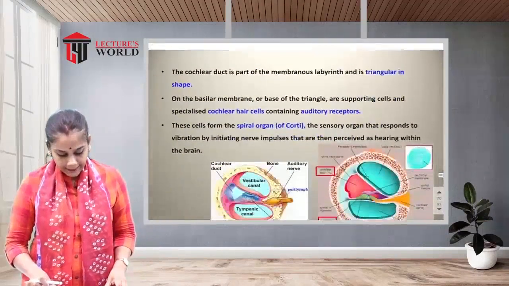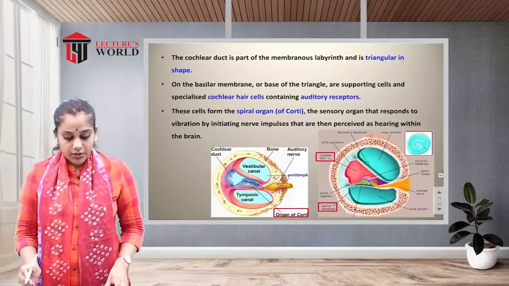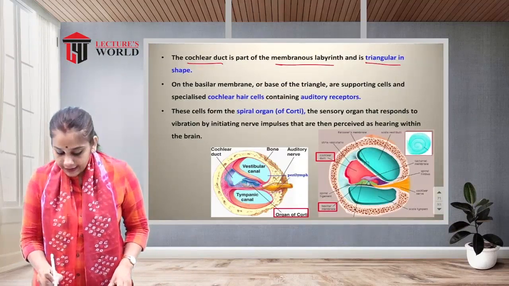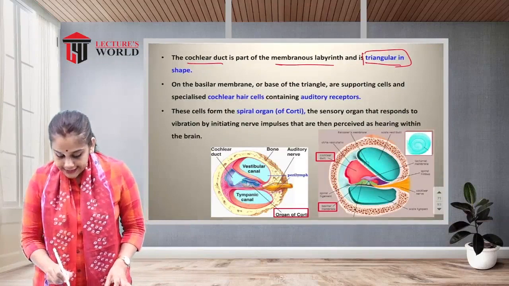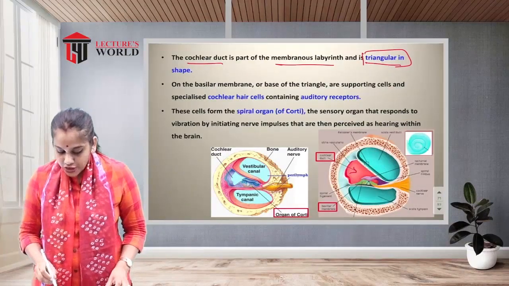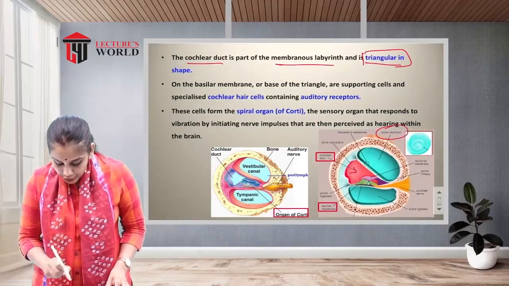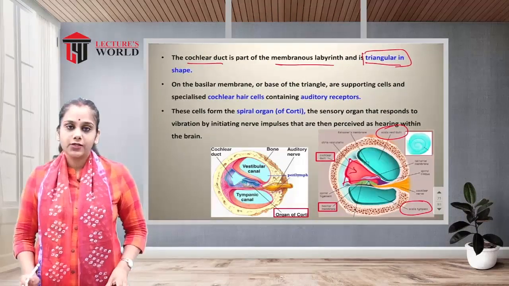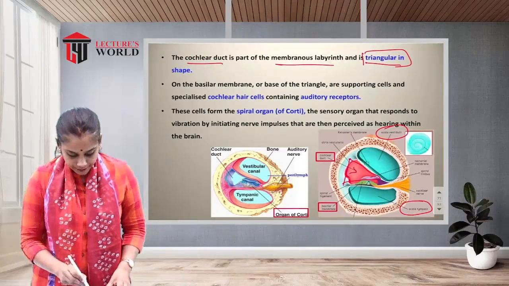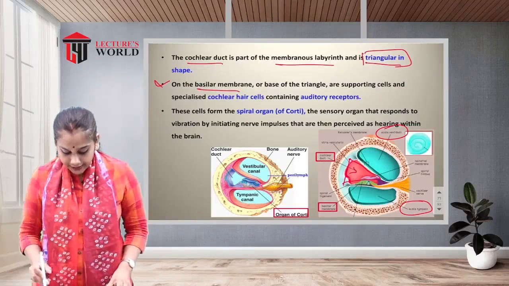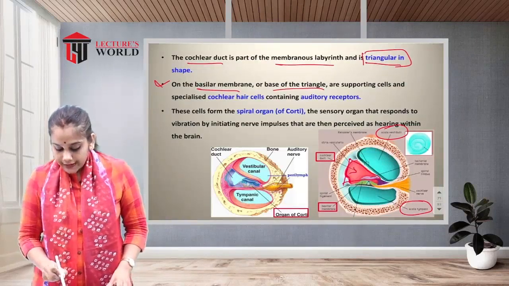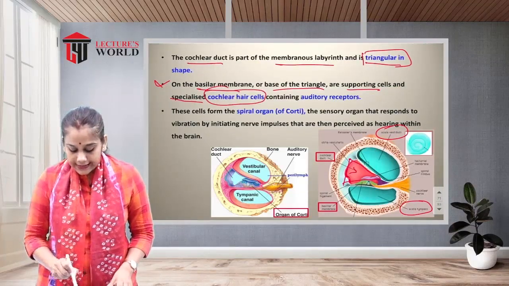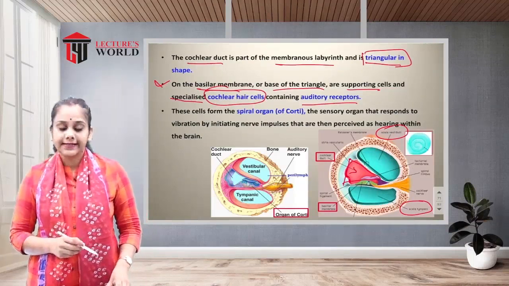Now we will see in more detail. The cochlear duct is a part of the membranous labyrinth, triangular in shape. See, this is the cochlear duct, the portion between the scala vestibuli and scala tympani. On the basilar membrane, or the base of the triangle, there are supporting cells and specialized cochlear hair cells which contain auditory receptors.